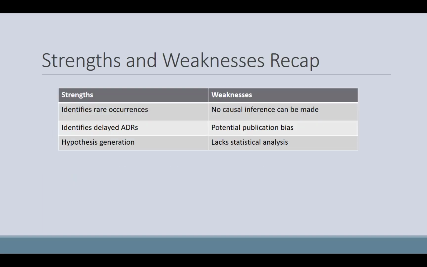Finally, I want to wrap up the lecture slides with a recap of the strengths and weaknesses of case reports and case series. On the strength side, the ability to identify rare occurrences, identify delayed or rare adverse drug reactions, and to generate new hypotheses about disease states or new treatment options. In terms of weaknesses, no causal inferences can be made whatsoever. There's a large potential for publication bias, and we lack statistical analyses or any sort of causal assessment with these two study designs.